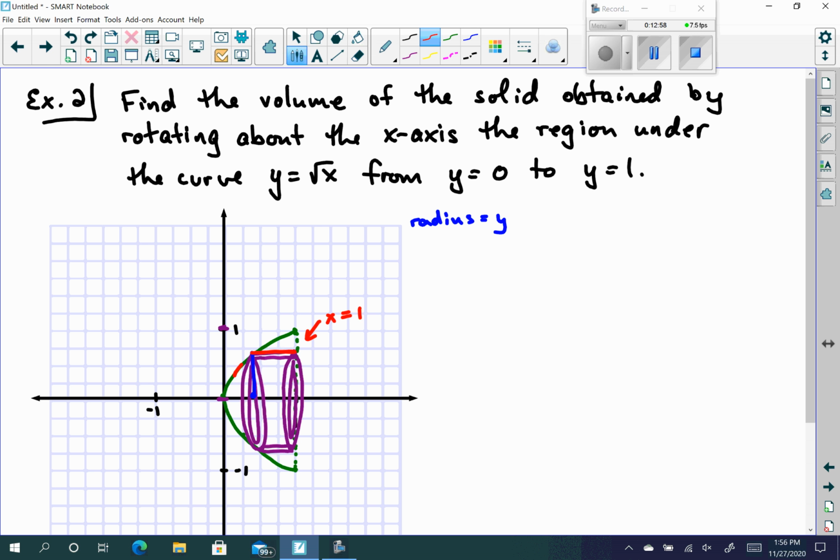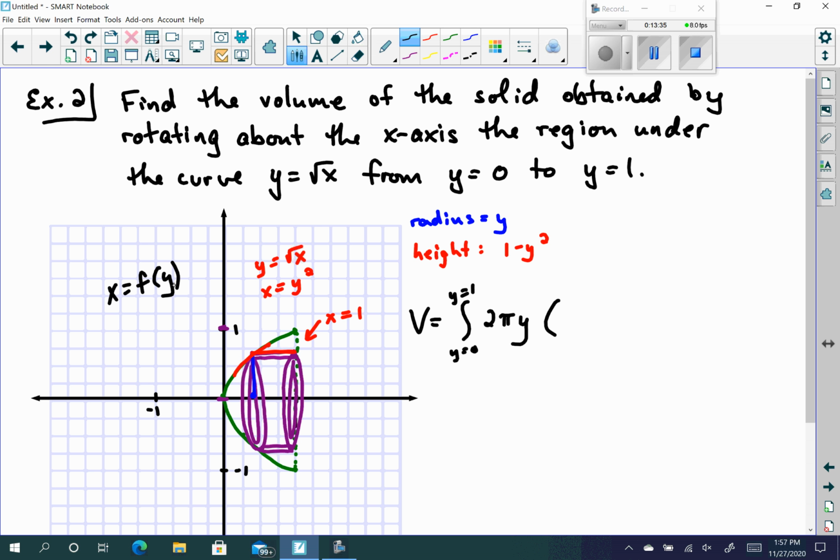And then this curve right here that I have in green is y equals the square root of x, but I need to solve this for x in terms of y, so x is going to equal y squared. So right minus left, so the height is going to be 1 minus y squared. So now when we go to set this up, we're going to have the volume is equal to the integral from y equals 0 to y equals 1, 2 pi times our radius, which is y, times, in this case, our f of y, because x is equal to f of y, because we're writing x in terms of y. So that's just going to be 1 minus y squared times dy.